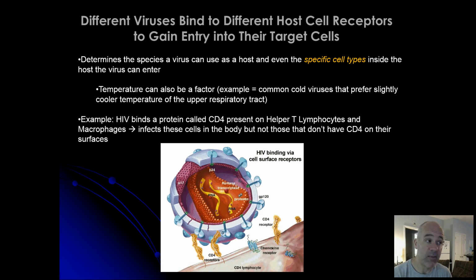But HIV is not going to infect cells in your body unless they have this molecule called CD4 on the surface, and not many cell types in the body have that. But CD4 and GP120 come together, you know, kind of fit.